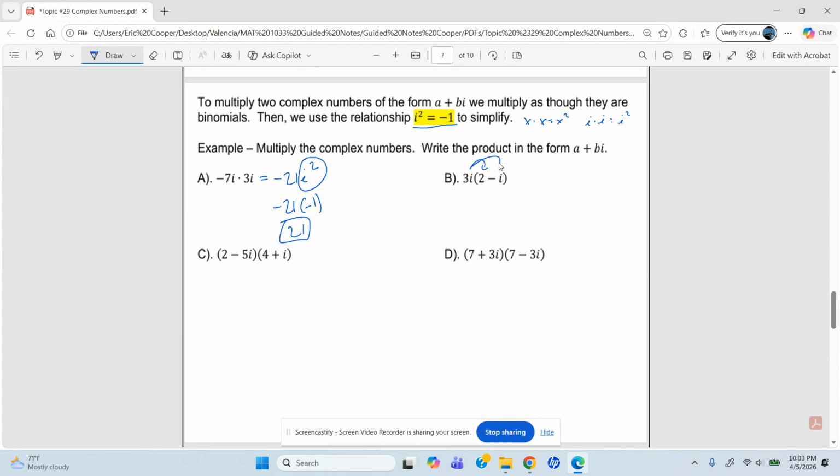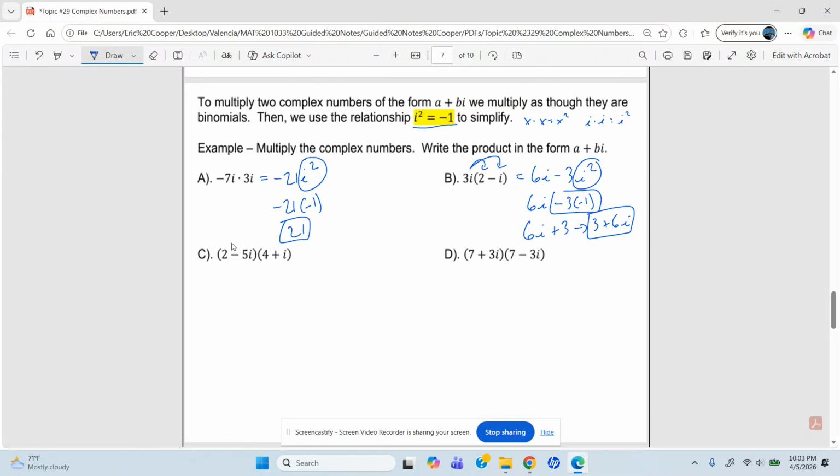Here I'm going to distribute the 3i. 3i times 2 is 6i. 3i times -i is -3i squared. But again, the i squared is going to become -1. We're not going to touch this i because it's only one i. This part becomes -1. I now have -3 times -1, so I have 6i plus 3, but we always write the real part first, so 3 plus 6i would be my final answer.